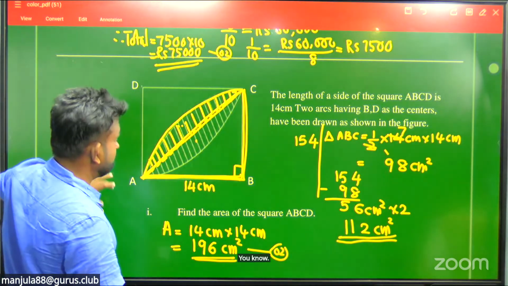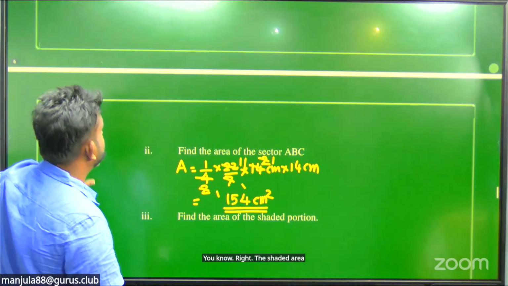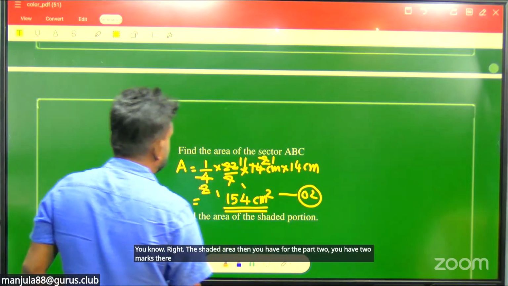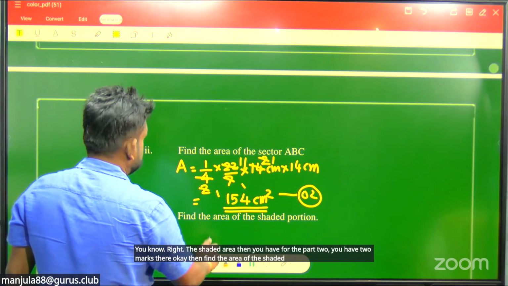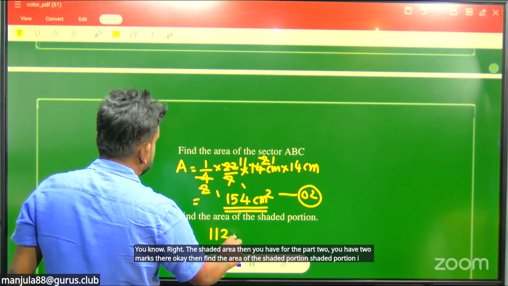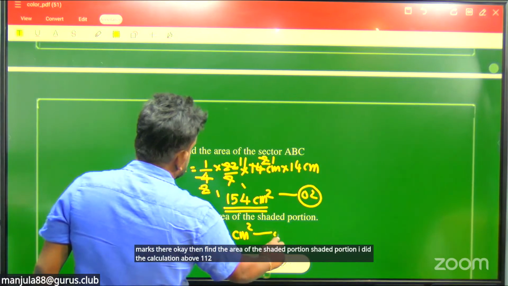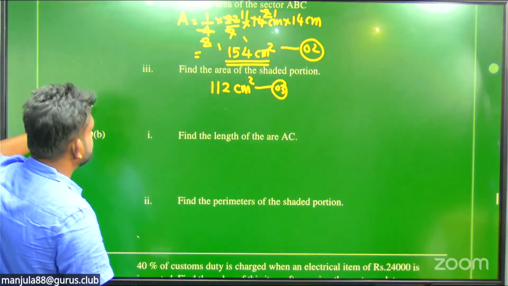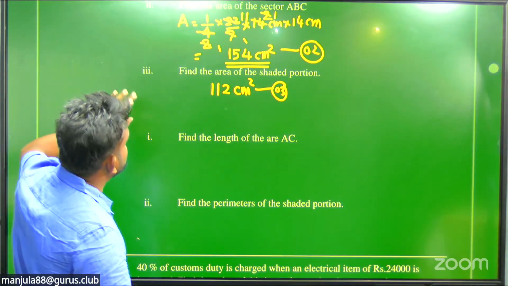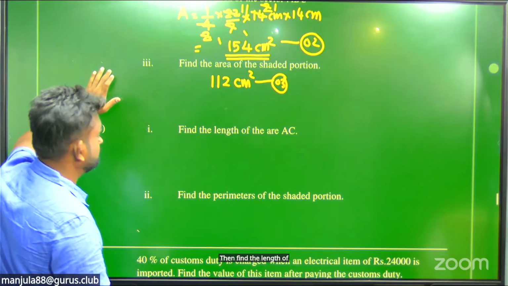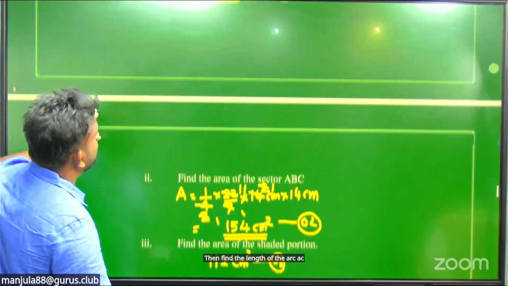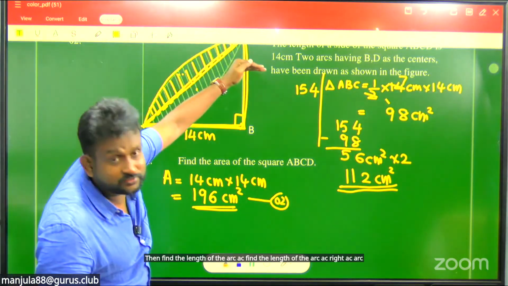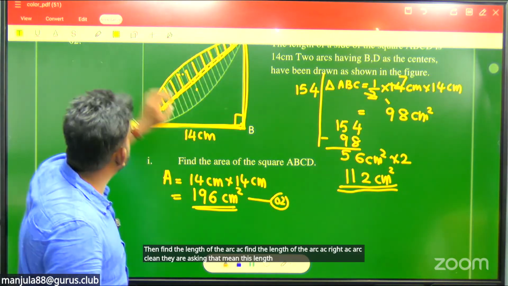Right, the shaded area, then you have for the part 2 you have 2 marks there. Then find the area of the shaded portion. Shaded portion, I did the calculation above, 112 square centimeter, that has 3 marks there. Then find the length of the arc AC. AC arc length they are asking, that means this length. So that is radius 14.